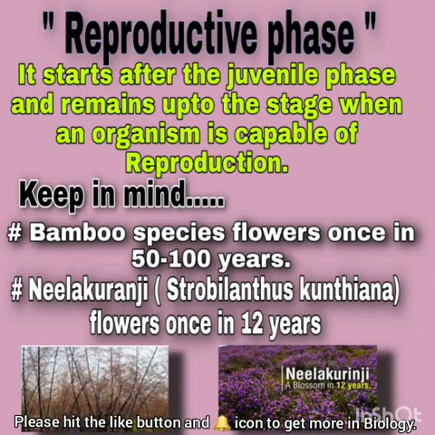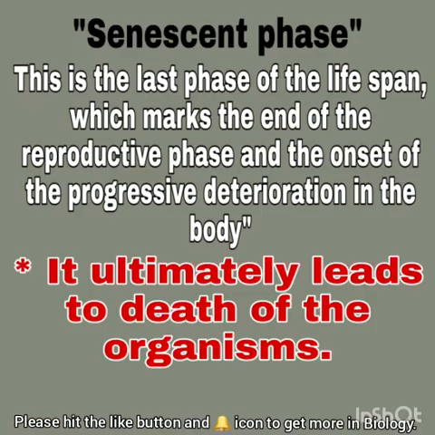Okay? Now the reproductive phase, actually it starts after the juvenile phase and remains up to the stage when an organism is capable of reproduction. Please keep in mind that bamboo species flower only once in their lifetime after 50 to 100 years, while the Neelakurinji, that is Strobilanthes kunthiana, flowers once in 12 years. Now last is the senescent phase. Actually, this is the last phase of the lifespan, which marks the end of the reproductive phase and the onset of progressive deterioration in the body. It ultimately leads to the death of the organism. So is it clear about three phases of life?